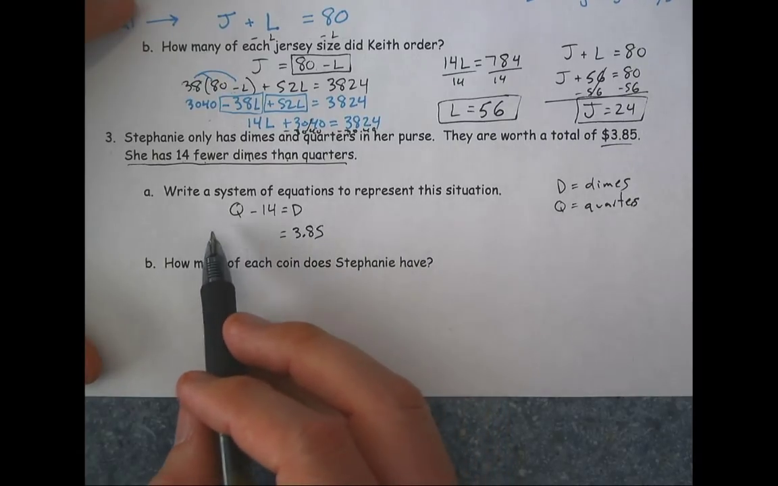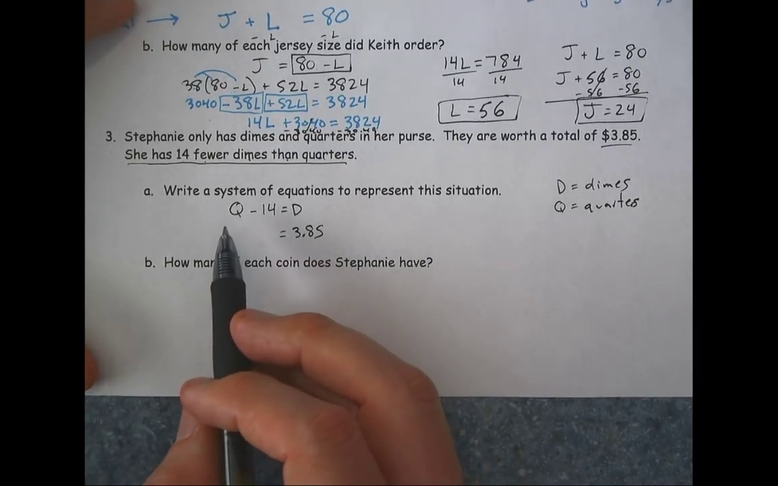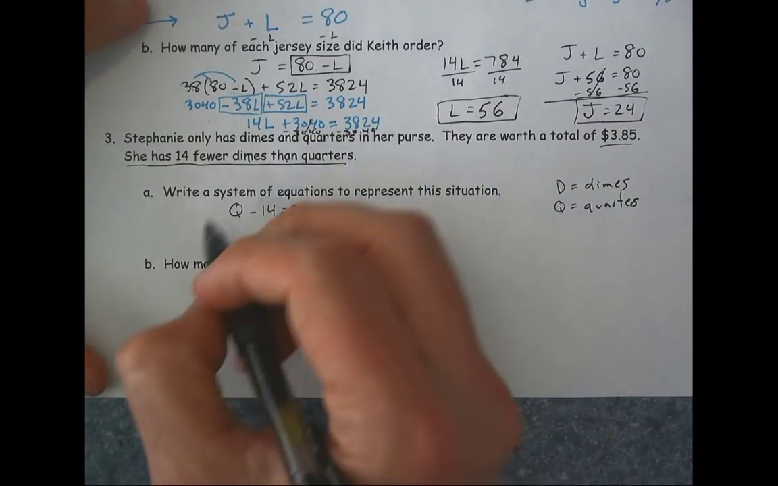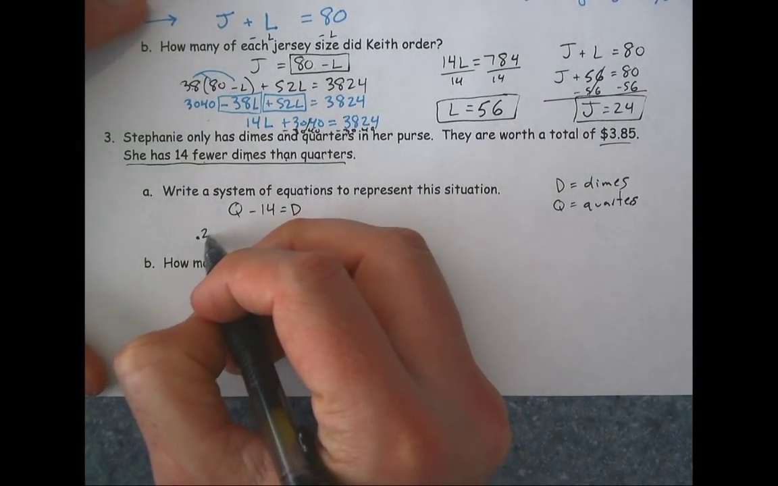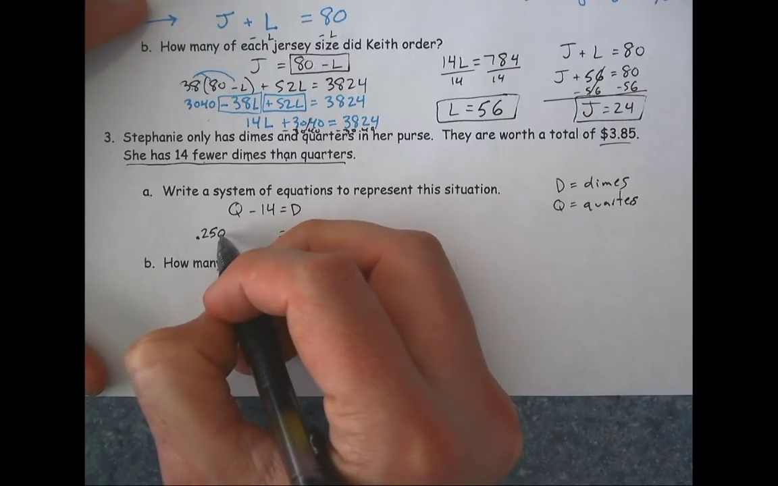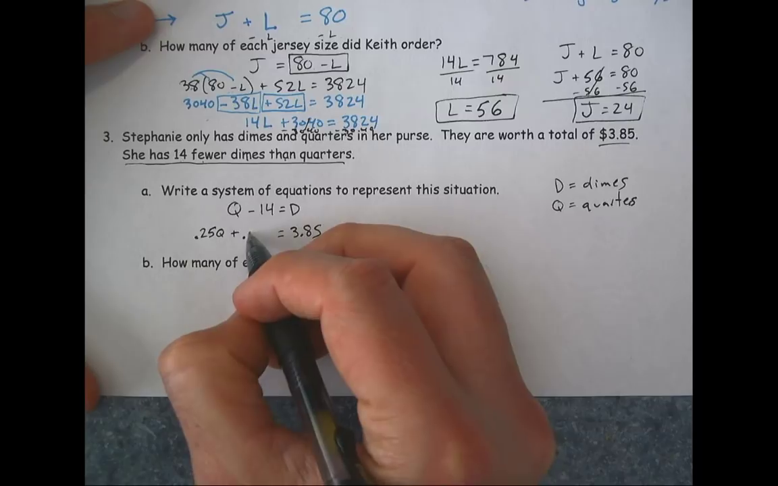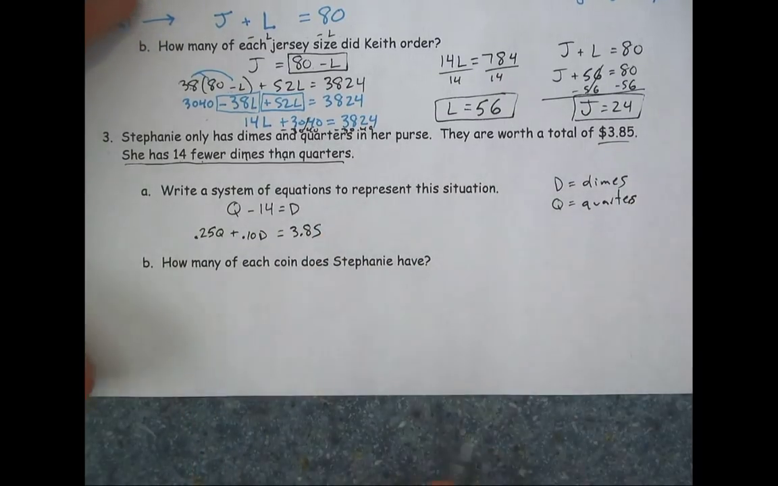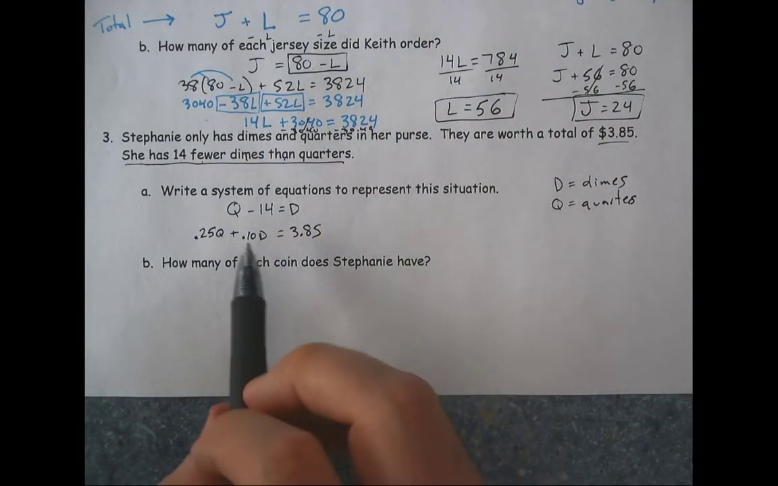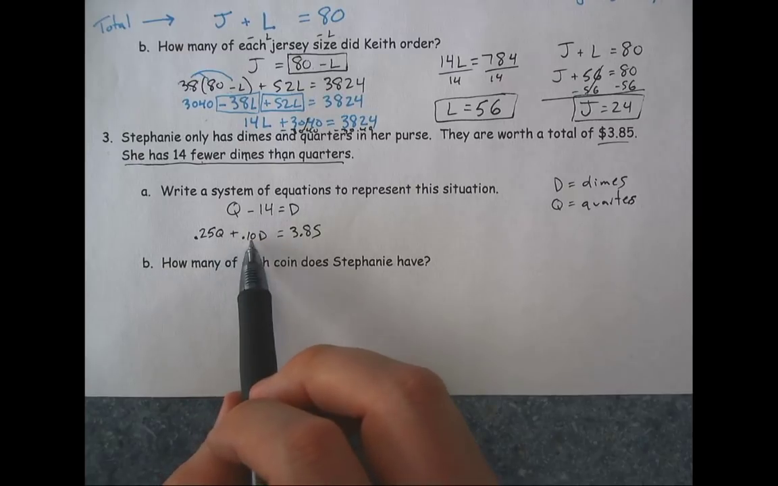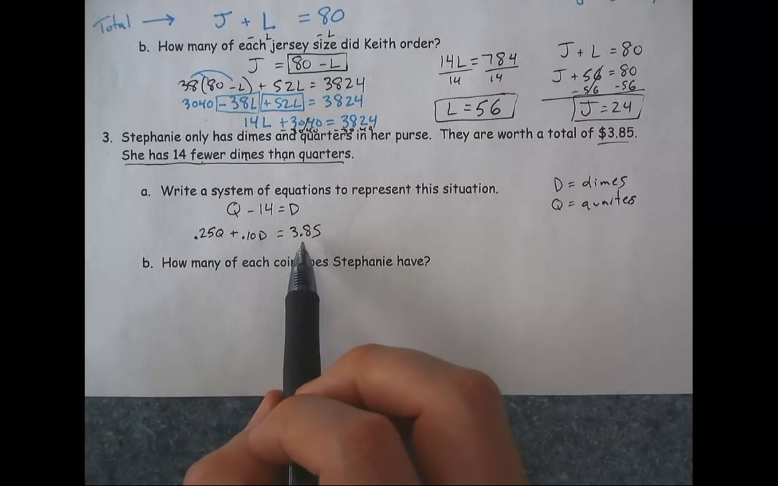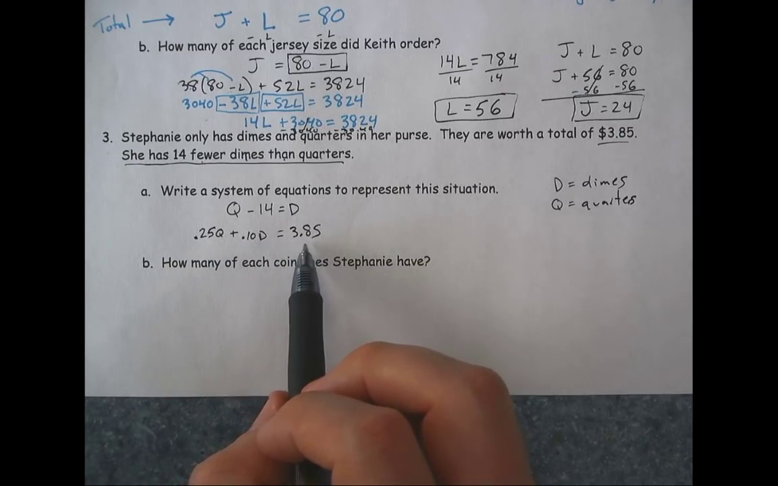So if I knew the number of quarters and I wanted to know how much money they were worth, I would times them by 0.25. And if I knew the number of dimes, I would take that number and times it by 10 cents. And if I add that total amount of money together, it's going to be $3.85.